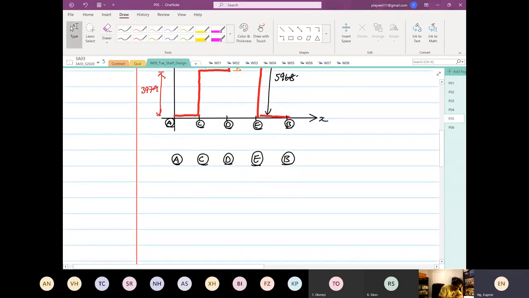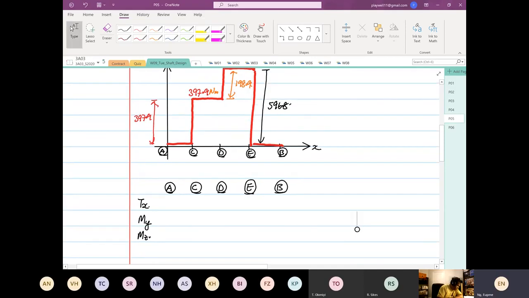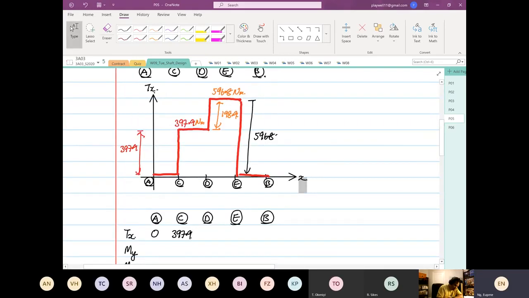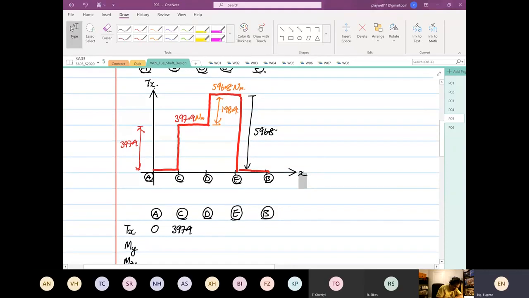So you have torque in the X direction, moment in the Y, and then moment in the Z. Let's look at torque in the X first. This is 0. Then at C, you have 397.9. And at point D, you take the highest one, 596.8. At point E, you share 0 and the highest value, take the highest value, 596.8. And at point B, you have 0.